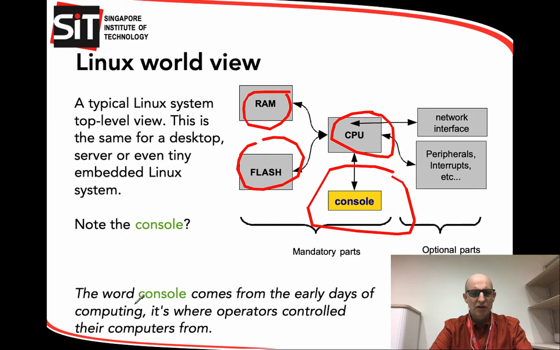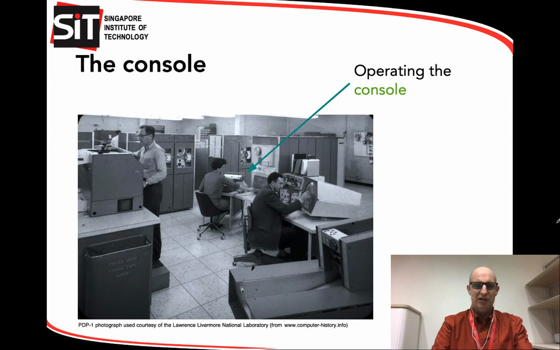Now the word console comes from the early days of computing, and it refers to where the operators sat when they controlled their computers. Have a look at this picture on the next page. The console is the thing that the operator is sat at. This is from sometime in the 1960s. And today, Linux still maintains this concept of a console, a central point of control.